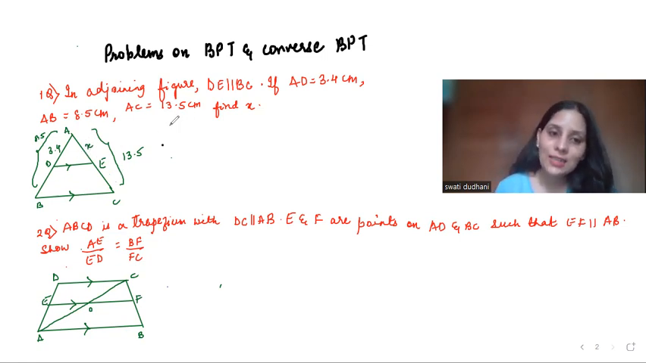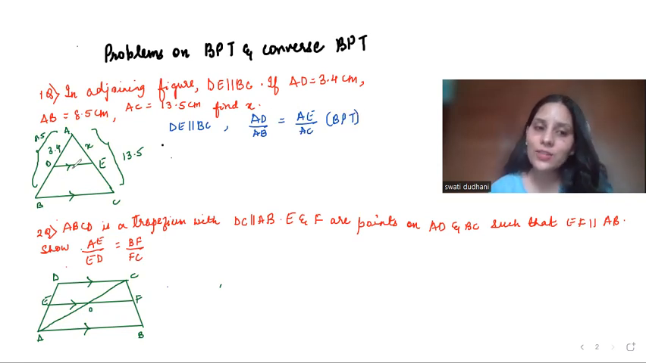So since DE is parallel to BC, therefore we can write AD by AB is equal to AE by AC. So why is that so? Because of basic proportionality theorem. If a line is drawn parallel to one side of the triangle, the other sides are proportionally divided. So it's a very direct question.